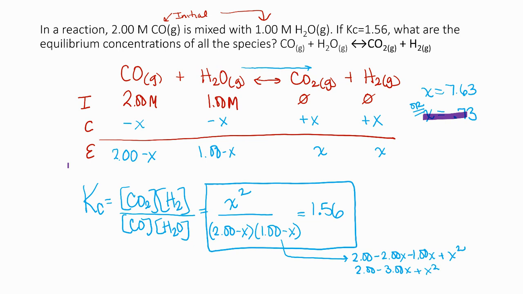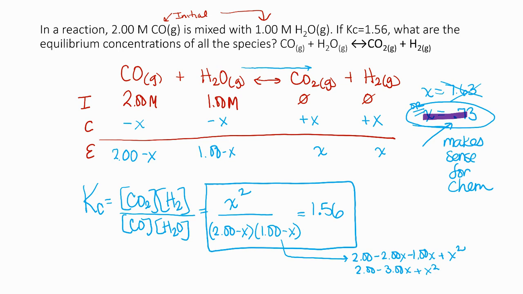Now, why does that x make sense? That 0.73 is because we only have 2 molar and 1 molar to start. You can't react 7.6 molar when you didn't have that to begin with. So this is always going to happen: there's one x that makes sense for the chemistry. The top one does not. Too much, right? You can't react more than you have.